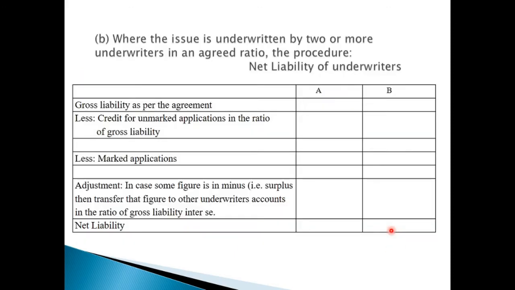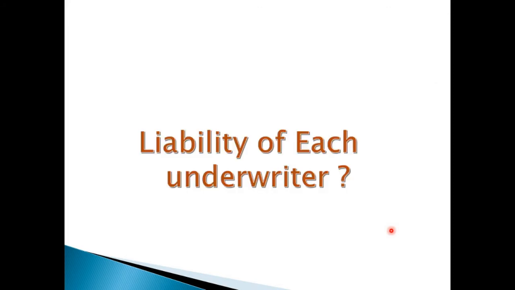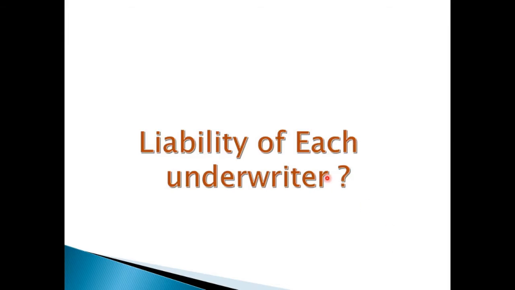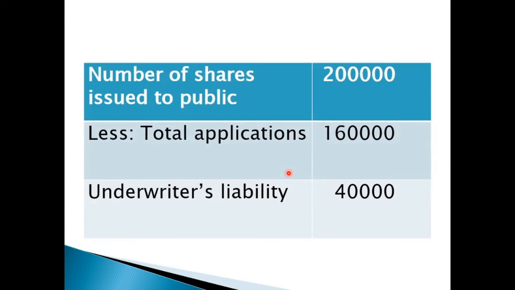Now the procedure for determining the underwriters' liability. When we have 2 or more underwriters, you have to determine the liability of each underwriter. First, the basic thing, even here it is the same. We have to take the number of shares issued to the public, and from that we deduct the total applications, 1,60,000, and then we will get 40,000. This is what has to be taken up by the underwriters. So our total underwriters' liability is 40,000.